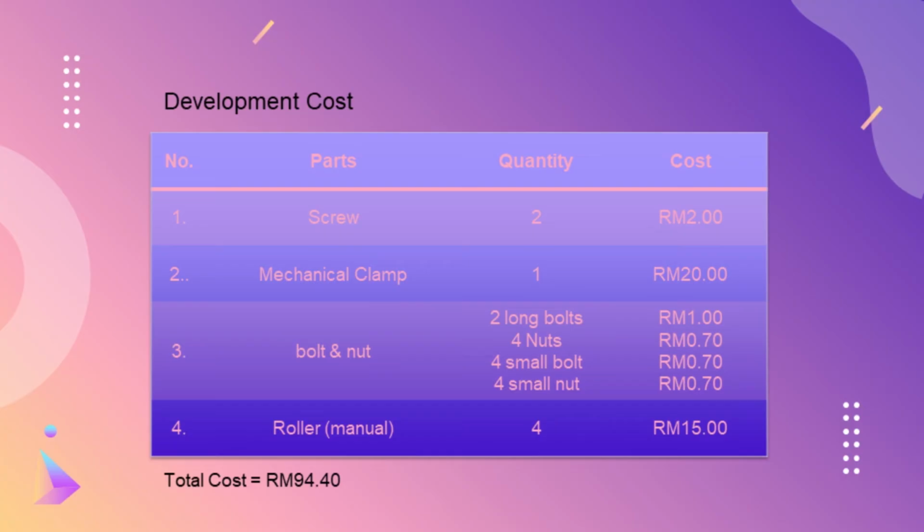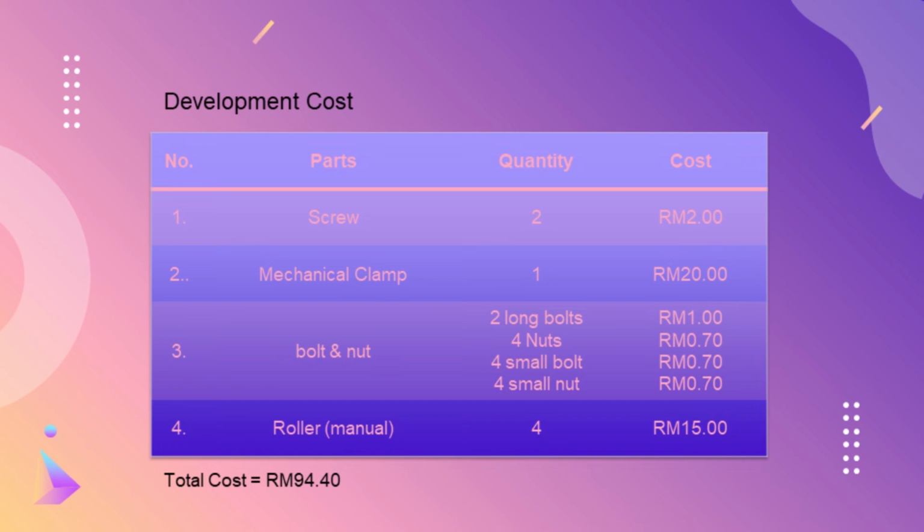Development cost of the ideal pipe clamp. Screw, quantity 2, are 2 ringgit each. Mechanical clamp is 20 ringgit. Bolt and nut: long bolt in quantity 2, nut in quantity 4, 1 small bolt and 1 small nut in quantity 4. Each part 70 cents. Roller, quantity 4, 50 ringgit each, and the total cost sums up to about 94 ringgit 40 cents.